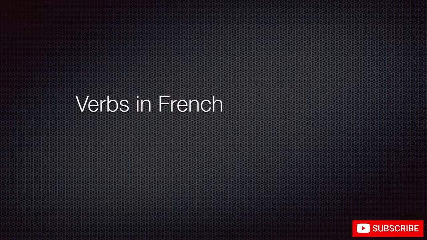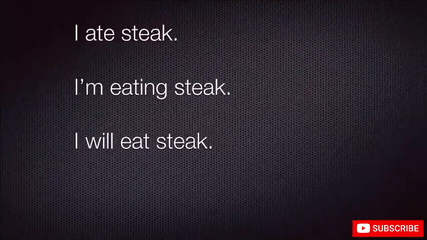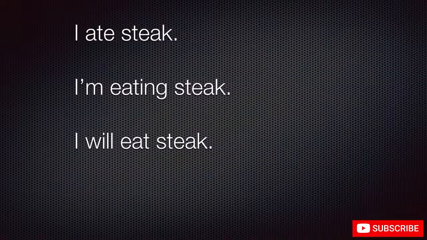Today we're going to be talking about verbs in French. So just look at these sentences right here. I ate steak, I'm eating steak, and I will eat steak. So think about these sentences and what do you notice? You'll notice that each talks about a different period of time. So I ate steak happened in the past. I'm eating steak is happening in the present right now. I will eat steak is happening maybe tomorrow, maybe the next day, but in the future.